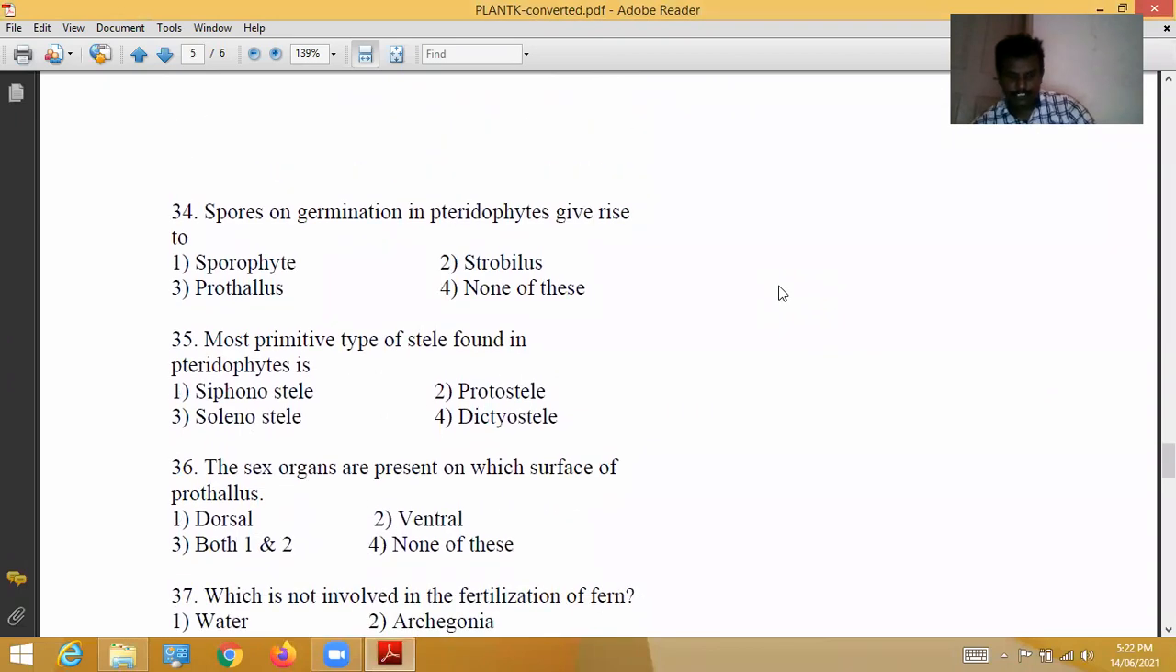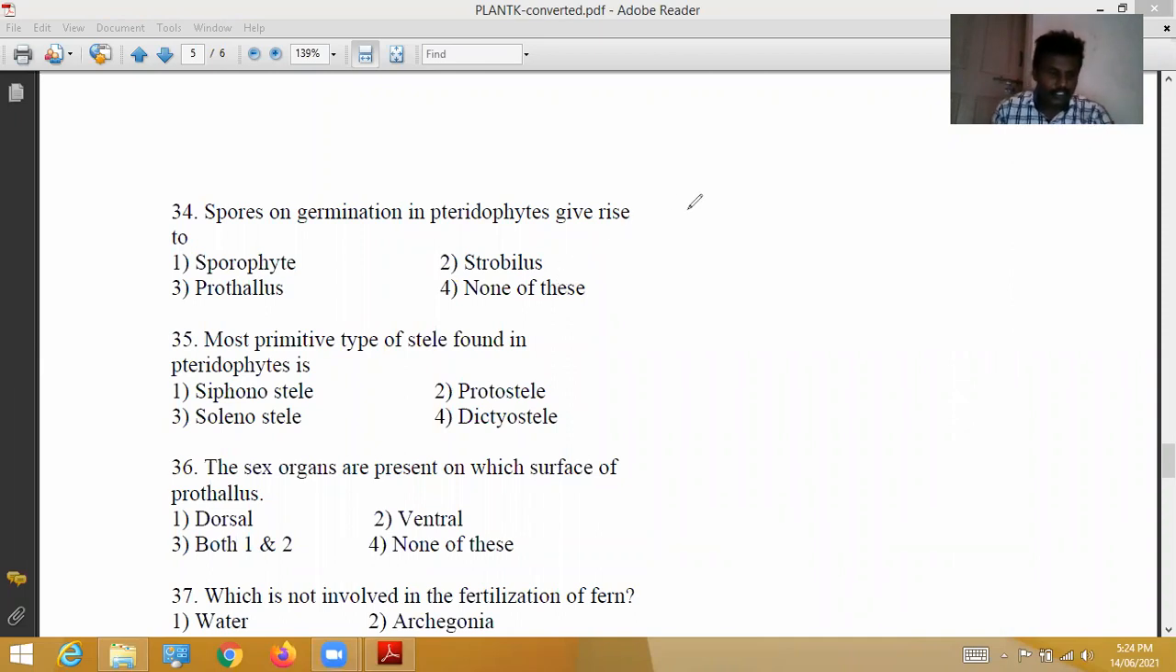Next, 34th question. Spores on germination in pteridophytes give rise to what kind of structures? Option A, sporophyte. Option 2, strobilus. Option 3, prothallus. Option 4, none of these.